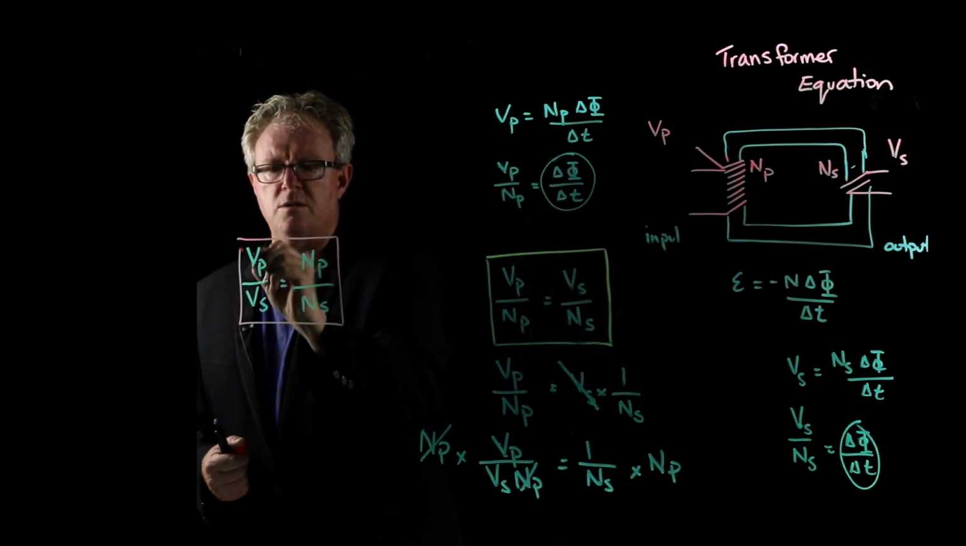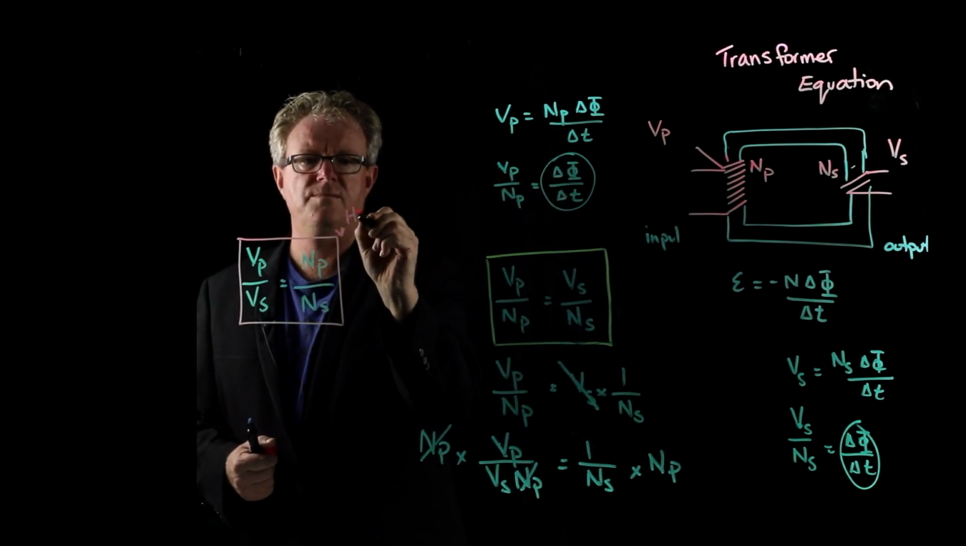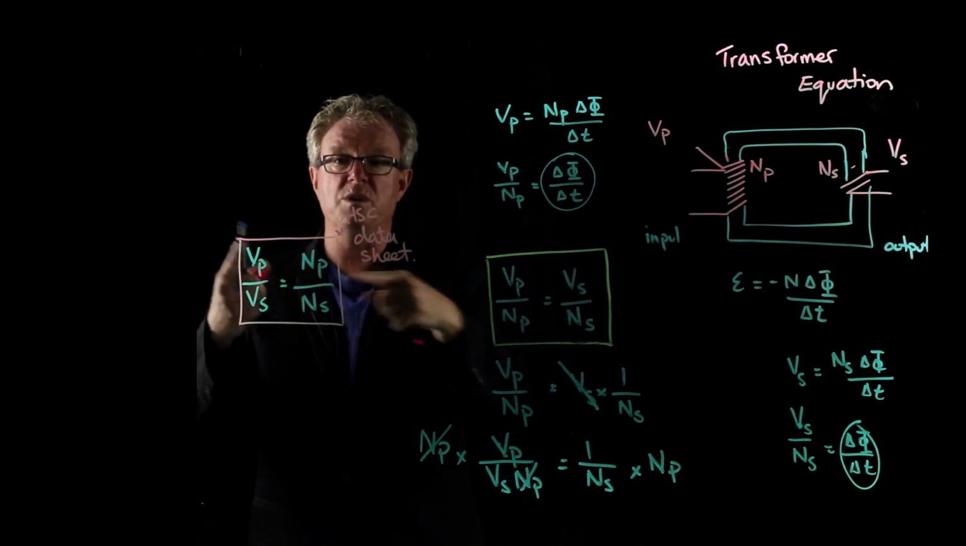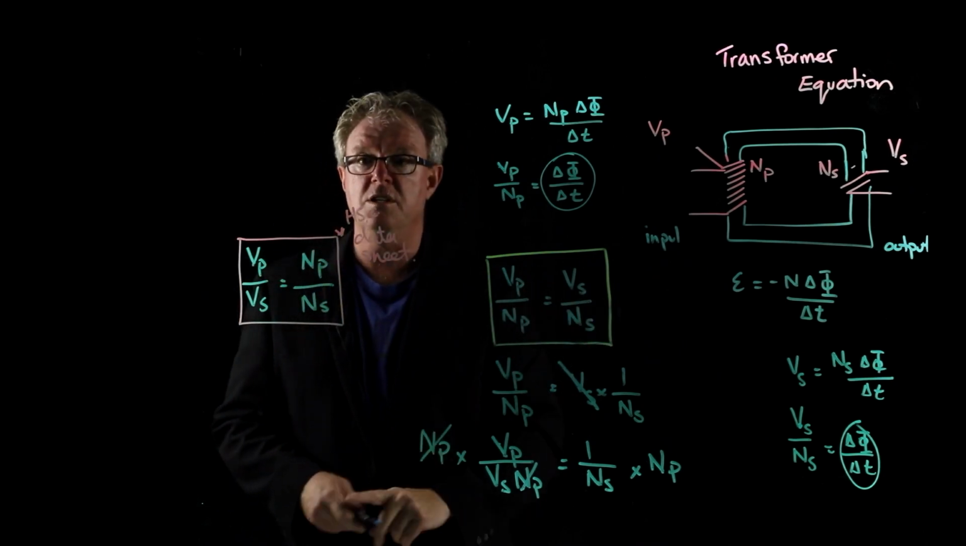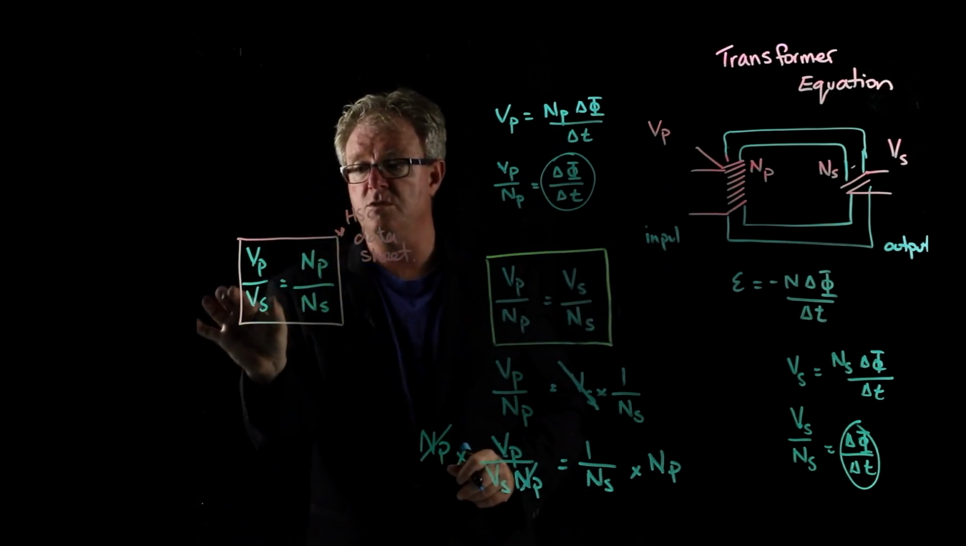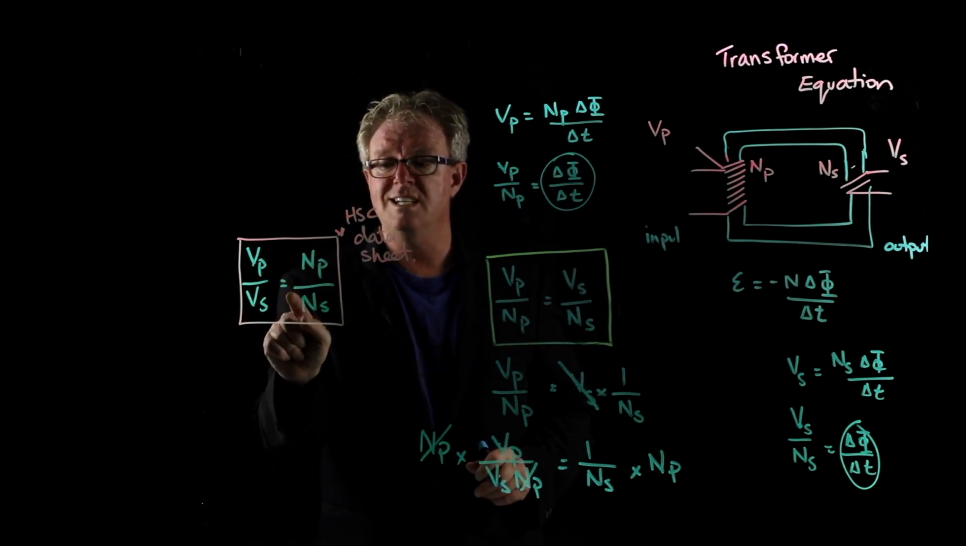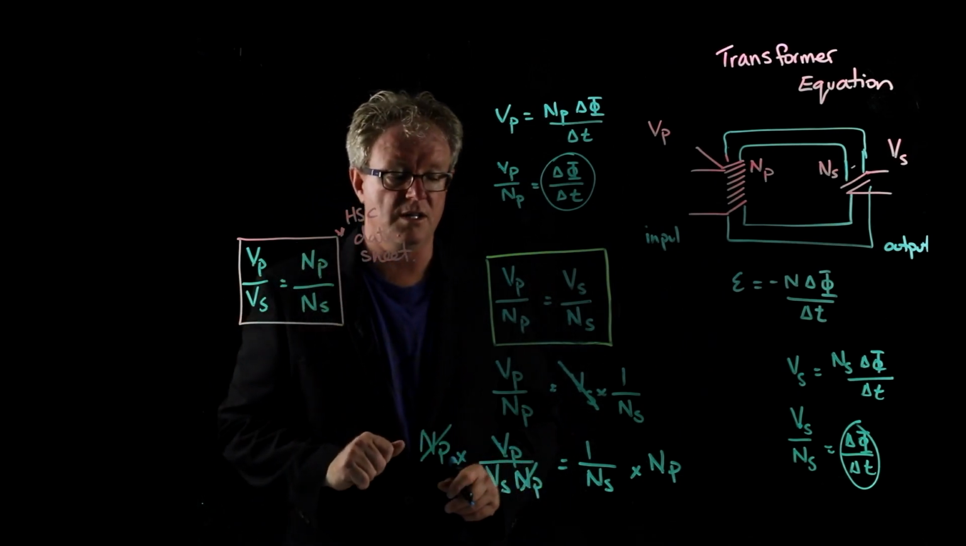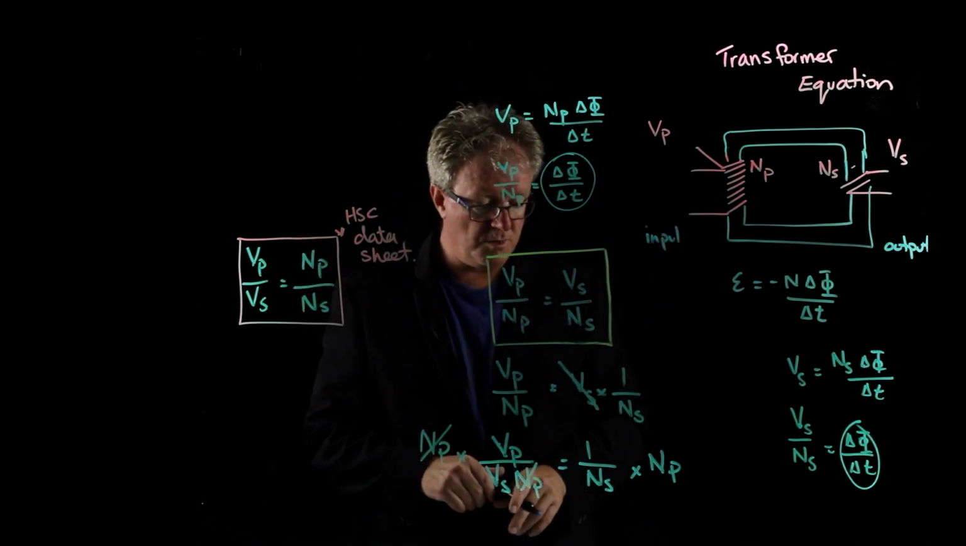And that's how it looks on the HSC data sheet. But it's the same thing, you're just rearranging it around to put it into a different form. So we've got the voltage ratio between the two coils equal to the number of coils ratio over here. So that is the transformer equation.